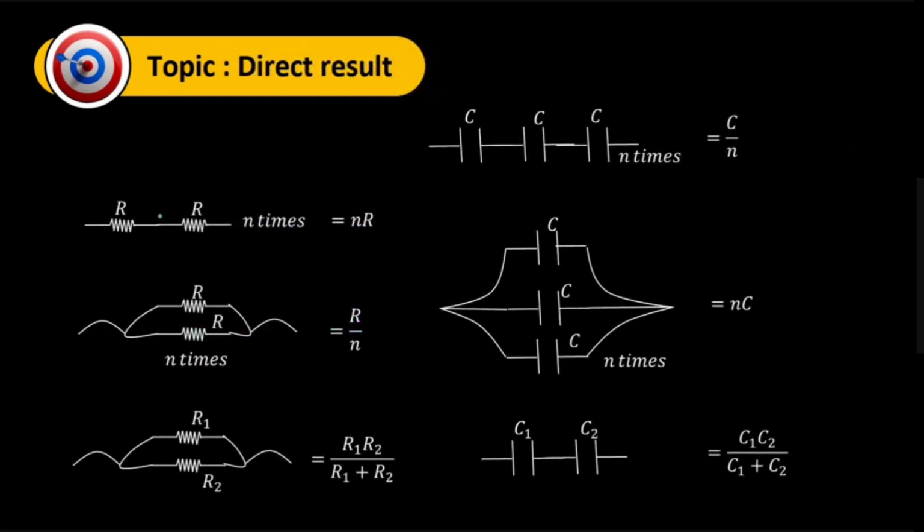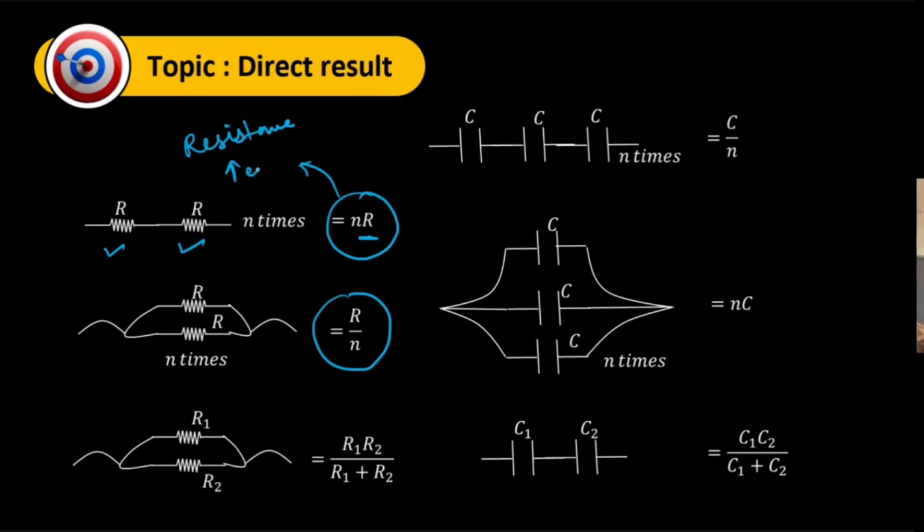So these are some direct results which you can learn. If there are n number of resistors in series, the net resistance is nothing but n times R. If there are n number of resistors connected in parallel combination, then the net resistance would be R by n. So you can simply find that in series combination, resistance increases, whereas in parallel combination, resistance decreases.